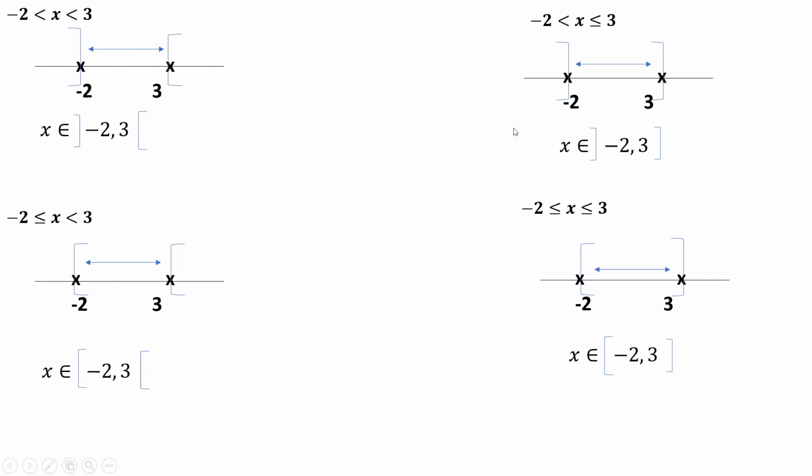The others are the same. As you can see, if I have "or equal" on both sides of my solutions, it's closed on the minus 2, it's closed on the 3. Minus 2 and 3 are included. So what will be my solutions here? Minus 2, minus 1, 0, 1, 2, and 3.